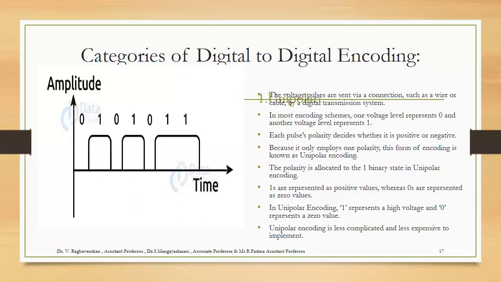In unipolar encoding, 1 represents the high voltage and 0 represents the zero value, that means nothing in the digital encoding. Unipolar encoding is less complicated and less expensive to implement. This is an example of digital unipolar encoding. Here one represents the positive value, zero represents the zero value. That means wherever one is there, based on the amplitude, the digital signals are generated. Wherever zero is represented, that represents the zero value, that means no digital signals are generated.